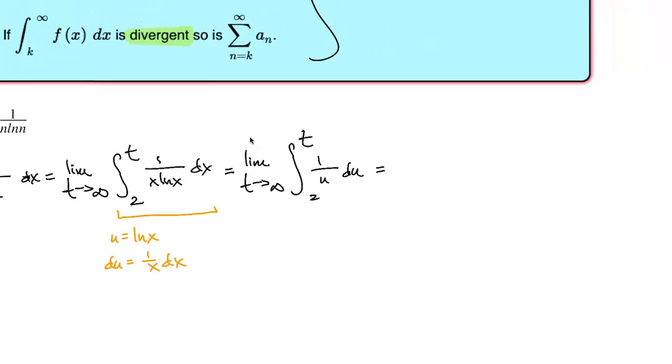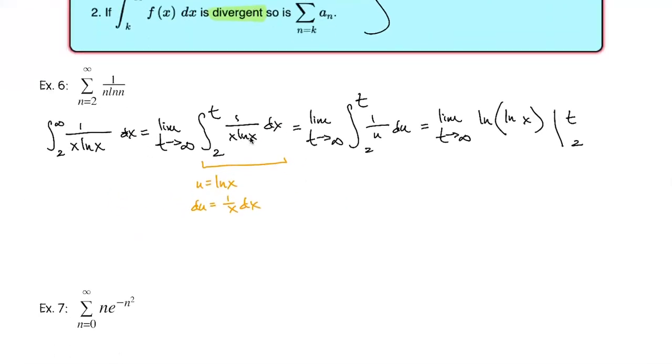And our integral of 1 over u is nothing more than the natural log. So I have the natural log of, let's put our u back in, the natural log of x. And I'm going to plug in 2, and I'm going to plug in t. Okay, so I know that looks weird because I've got multiple natural logs, but it's okay. We can still handle that. So we've got natural log of infinity minus natural log of 2.